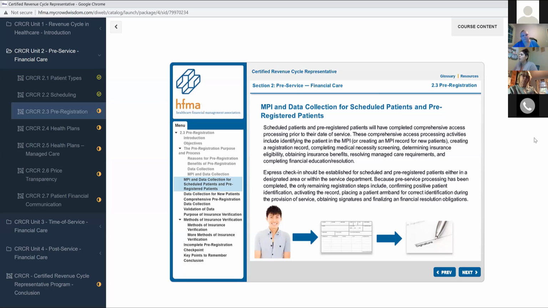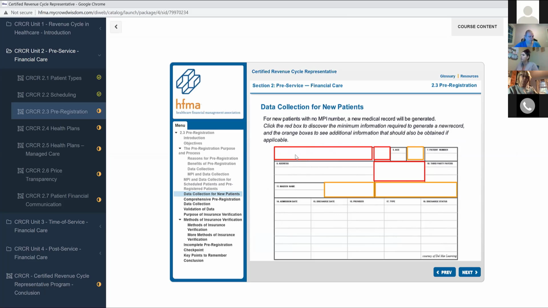Okay. For new patients with no NPI number, a new medical record will be generated. If you click the box to discover the minimum information, the red box, it's the patient's full name, again the legal name: first name, last name, middle initial, and minimum requirements, sex, also known as gender. The orange boxes are additional information. So social security number is listed as additional information. And then the date of birth is a requirement as well.